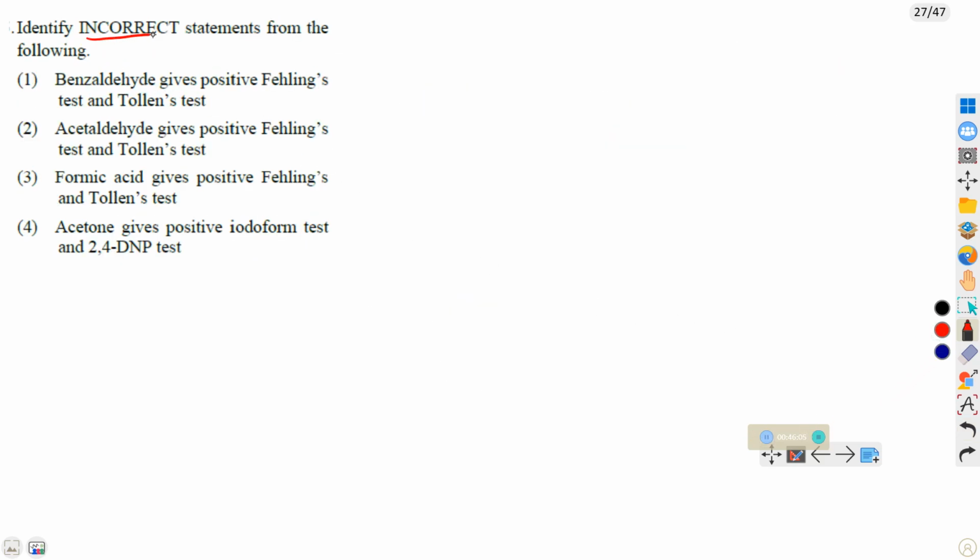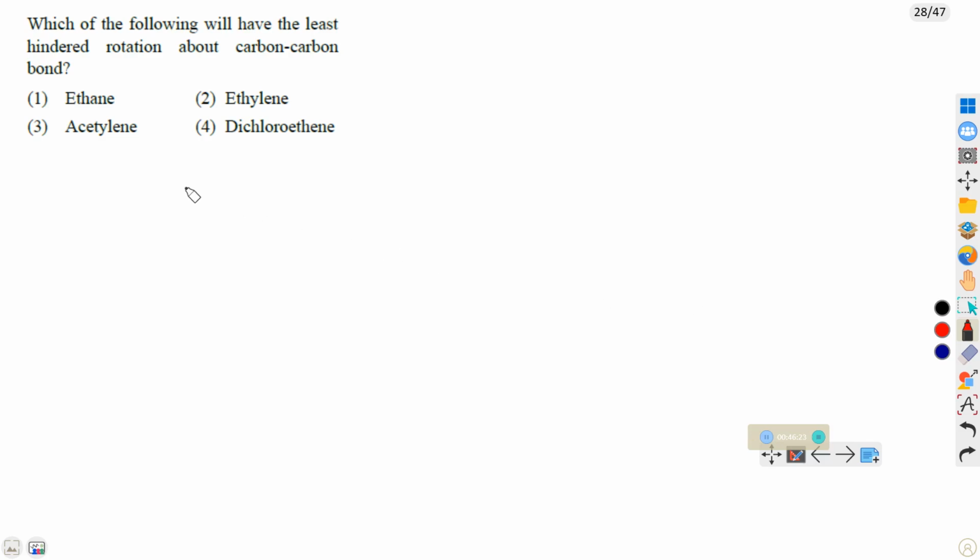Incorrect statement from the following is, first one, benzaldehyde. Benzaldehyde is an aromatic aldehyde. It gives positive Tollens reagent test but negative Fehling reagent test because it is aromatic aldehyde. Which of the following will have the least hindered rotation about carbon-carbon bond? Alkenes, ethane.